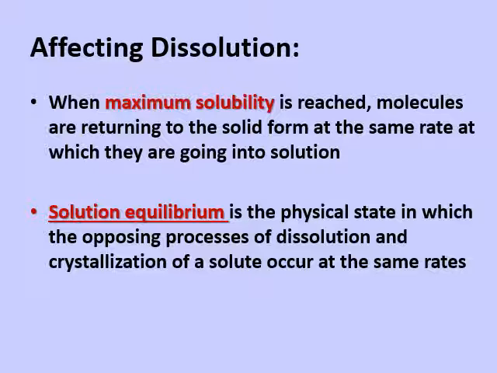If you recall, we have talked about equilibrium before. Basically, equilibrium is a state in which our forward and reverse reactions are happening at the same rate. Our forward reaction in this scenario would be the rate at which we are dissolving our particles, whereas our reverse reaction would be the rate at which our particles are falling out of solution. And this happens in a saturated solution. We have reached that maximum solubility.